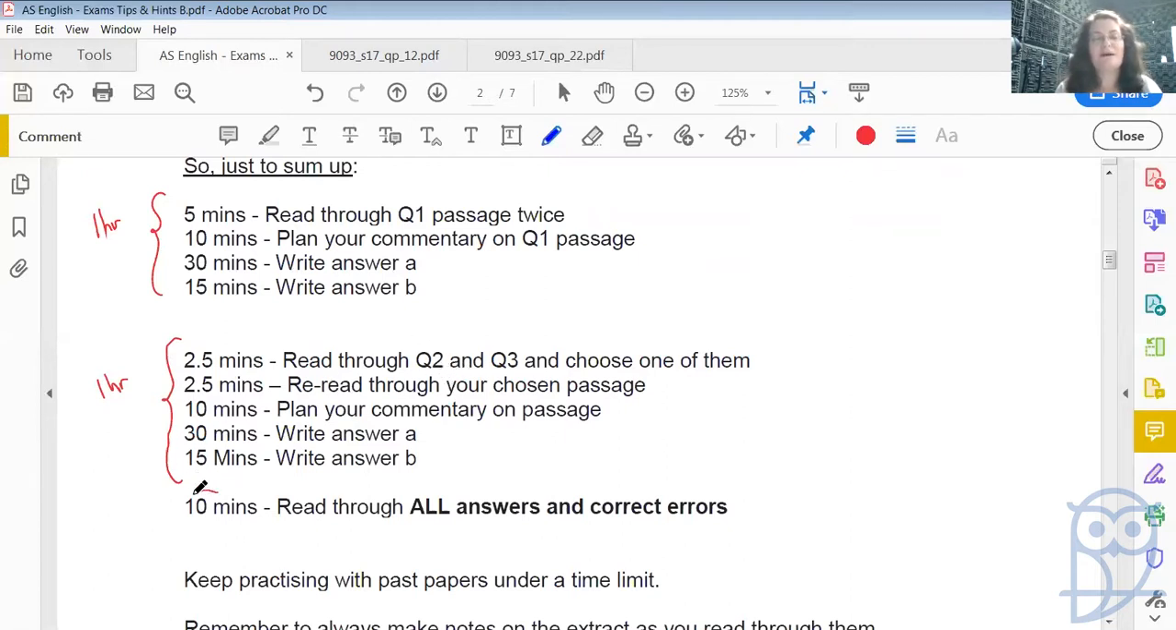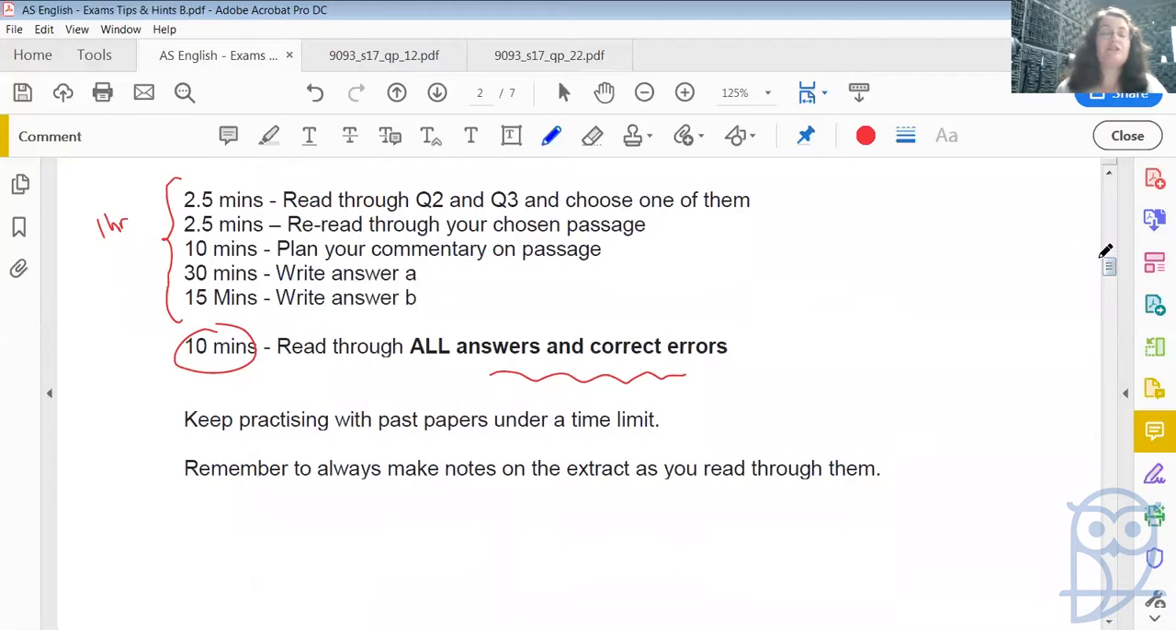Then you should have about, let's say, 10 to 15 minutes left in theory, but to be on the safe side, at least 10 minutes to read through everything and correct your errors. So it's reading twice, planning, writing, and then going on to the next one, reading twice, planning, writing, and then checking everything. Okay, good.